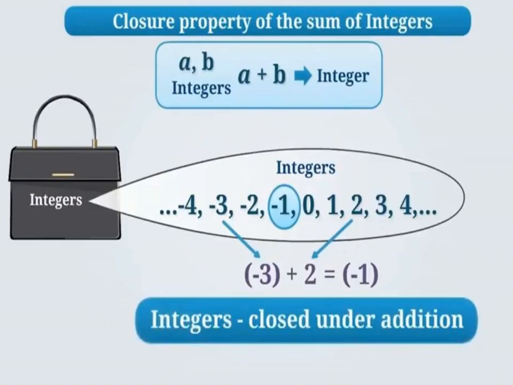Suppose you take a bag of integers. What is a bag of integers? The bag of integers contains positive numbers and negative numbers, including 0. From the bag of integers we take two integers. Suppose we take minus 3 and positive integer 2. We can add both these integers. The result is also an integer, means minus 3 plus 2 equals minus 1. Here we added one positive integer and one negative integer.